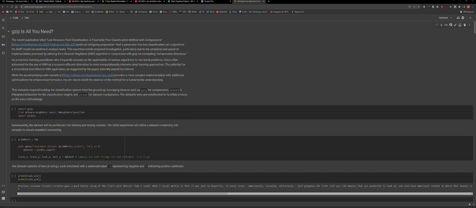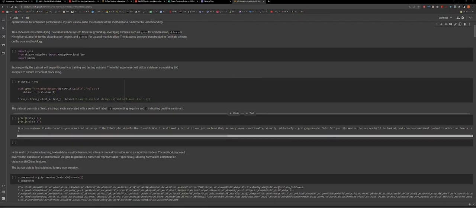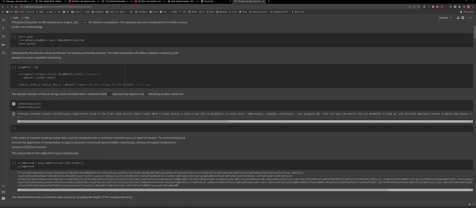So the idea is to use gzip, which is a compression algorithm, with KNN in order to classify data. In this notebook, I'm doing sentiment analysis. The reason that this technique would work is that gzip, which is based on the deflate algorithm, attempts to mitigate as much redundancy in data as possible. And the idea is that text with similar categories or with similar sentiments would have a lot of redundancy.